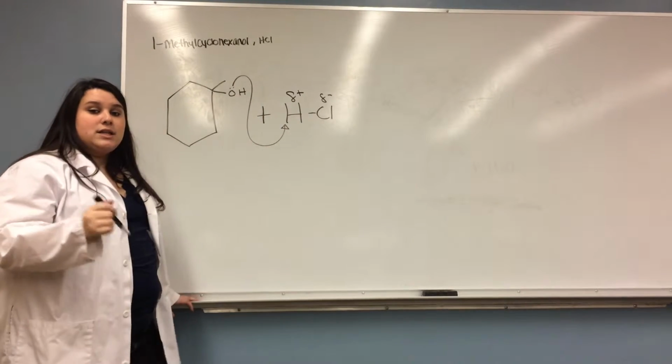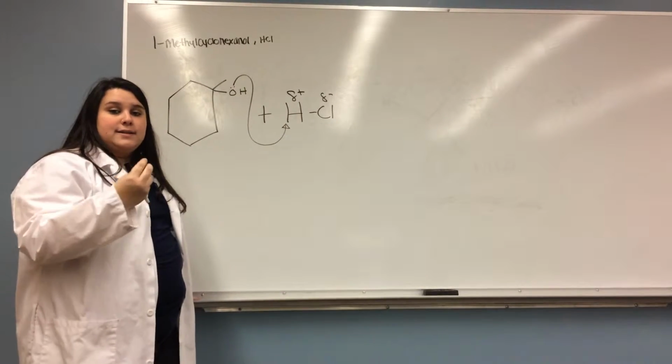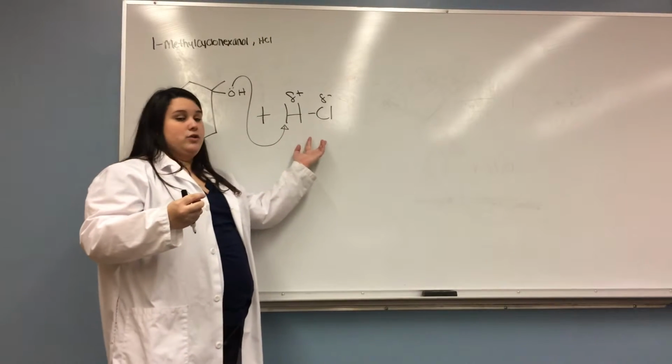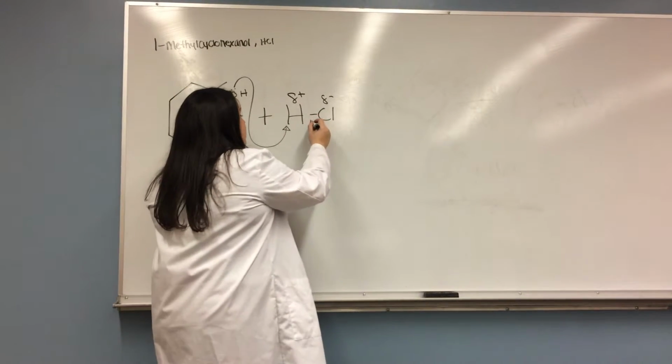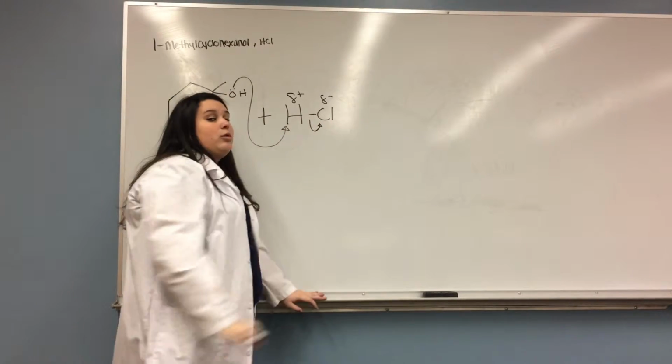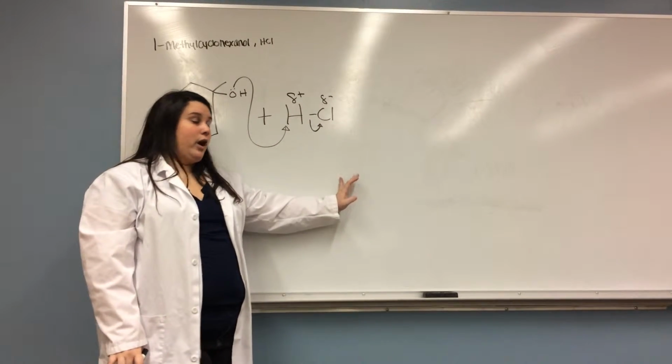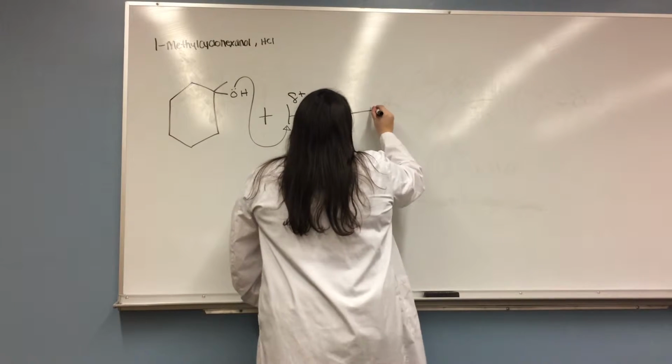And since it attacked it directly, it forms a bond. And since it forms a bond, we need to break the bond between the hydrogen and the chloride. To do that, we also draw an arrow going from the bond to the chloride, showing that it's pushing the electrons to the chloride. So then that brings us to our next step.